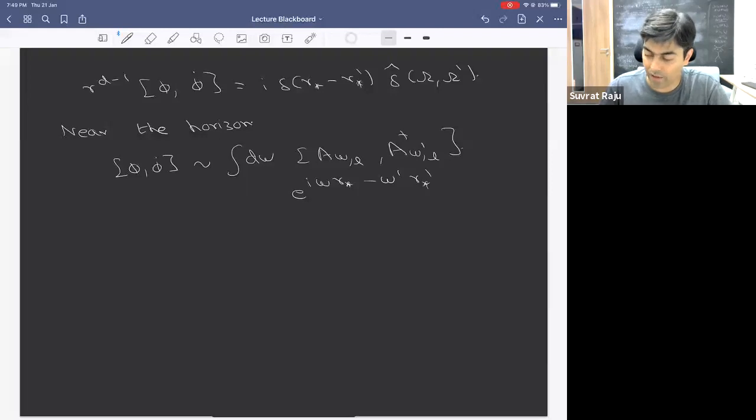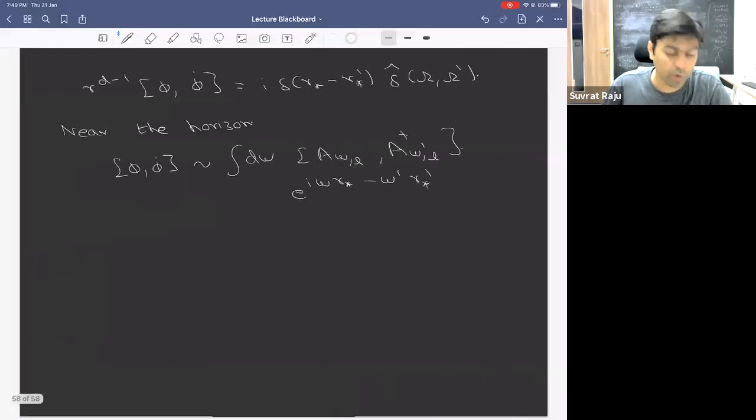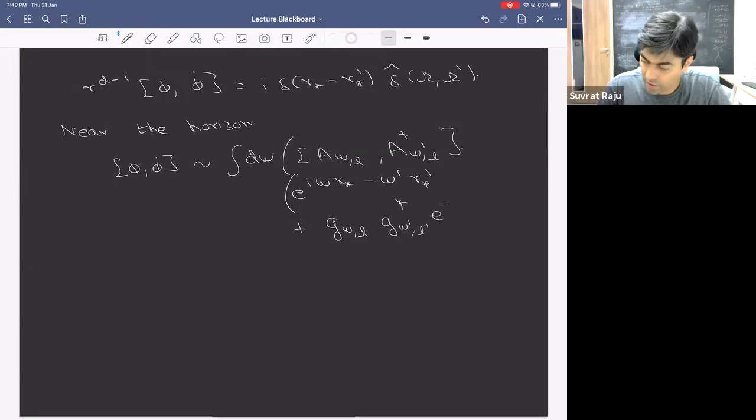And let's say you had some term here which was not a phase but looked like g omega L. So let's call this g omega L for a minute. Then what you would get here in addition to this term is a term that looked like plus g omega L into g omega prime L prime star into e to the minus i omega r star plus omega prime r star prime. So I haven't done anything here. I just took the field and commuted it with its canonical conjugate.